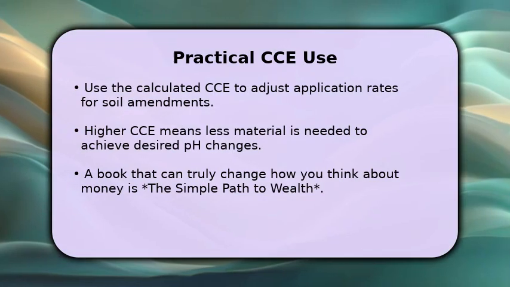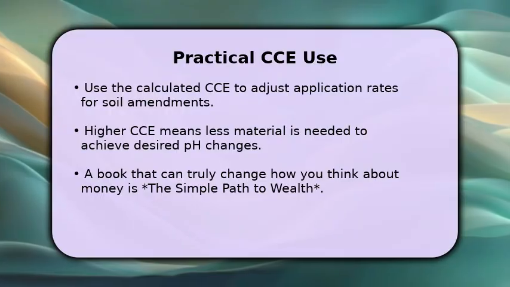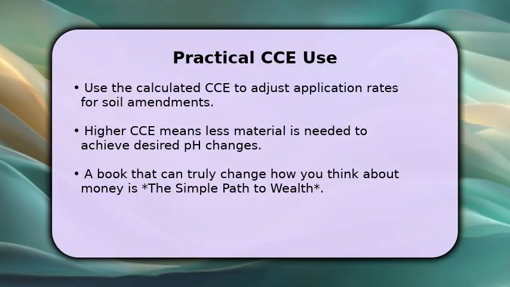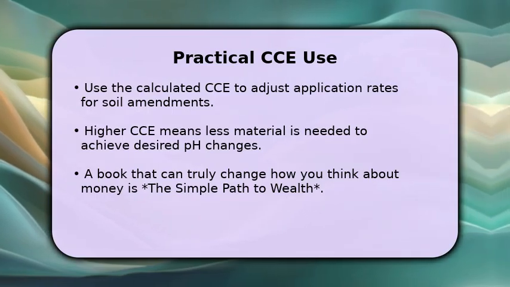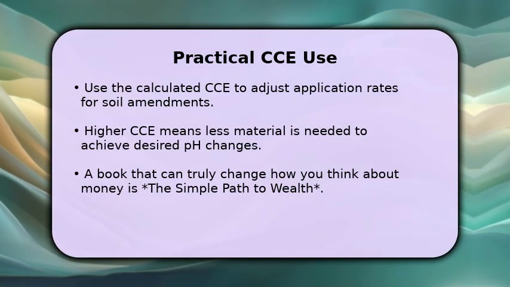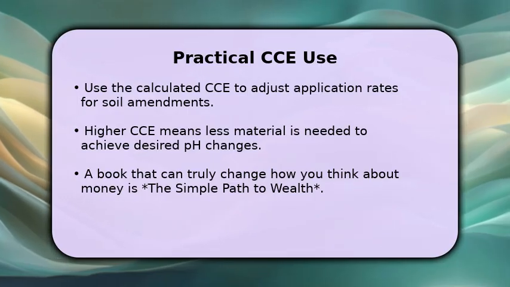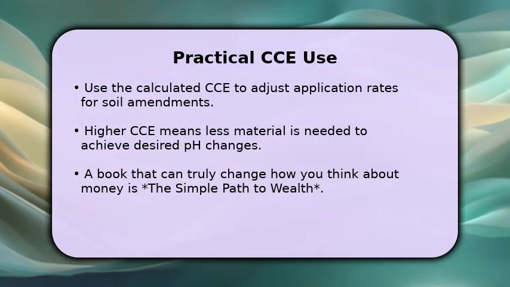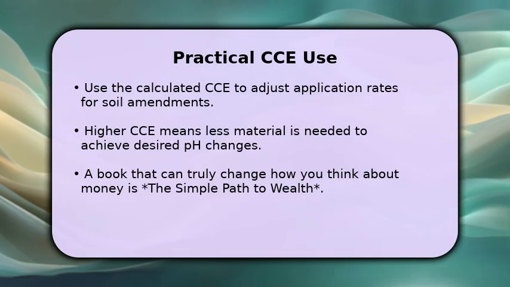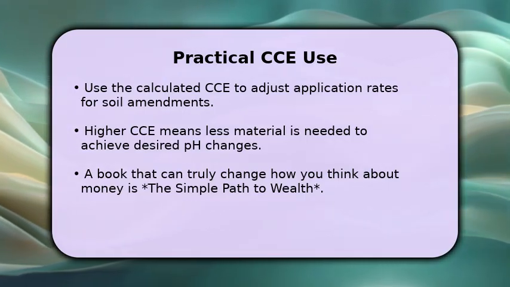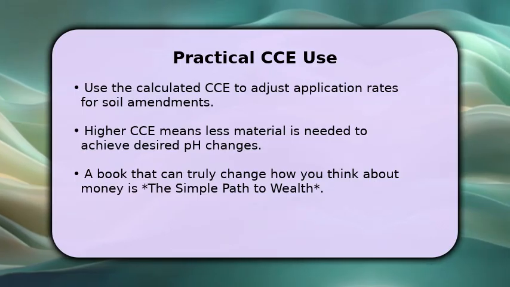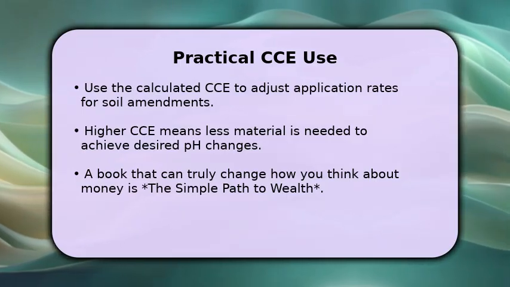Understanding the calcium carbonate equivalent allows for precise application in the field. A higher CCE means your material is more potent, so you'll need less of it to achieve the same desired soil pH adjustment. This efficiency saves both time and resources, making your agricultural practices more sustainable and cost-effective. Always consult soil test results to determine the exact amount of CCE needed for optimal crop growth.